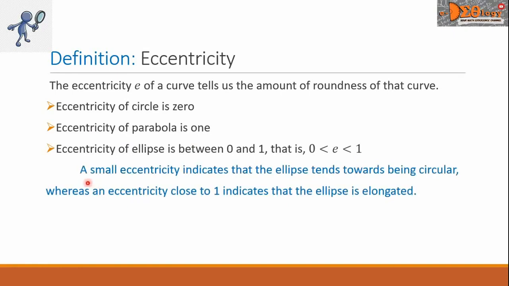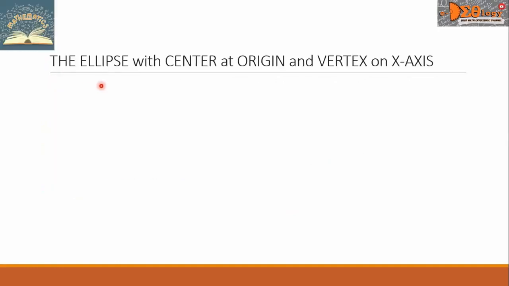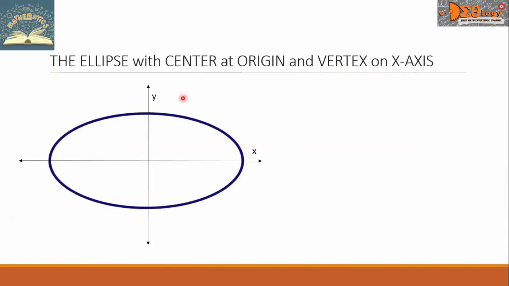Take note that a small eccentricity indicates that the ellipse tends towards being circular, whereas an eccentricity close to 1 indicates that the ellipse is elongated. Let us now consider ellipse with center at origin and vertex on x-axis. Here we have the x and y axis. This is our ellipse with center at origin 0, 0.